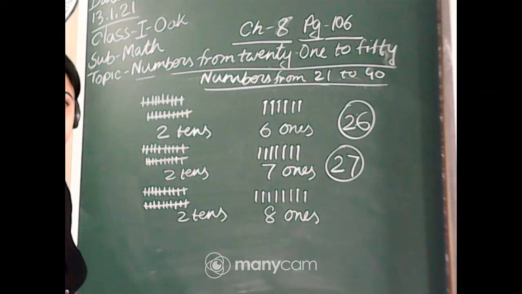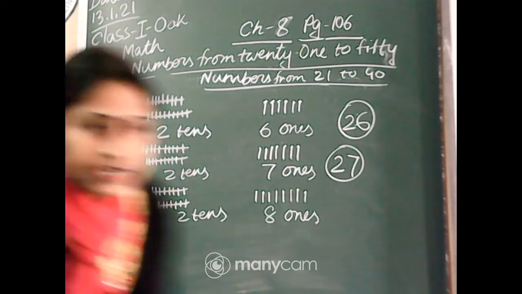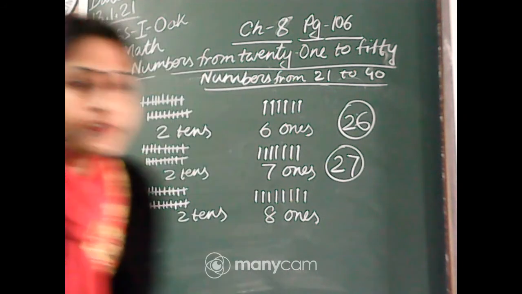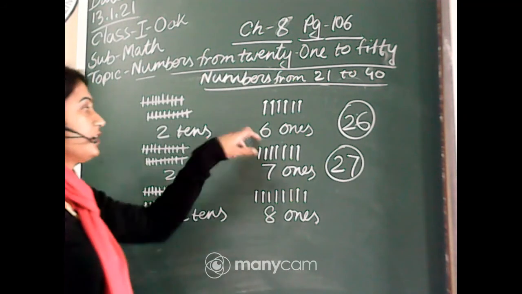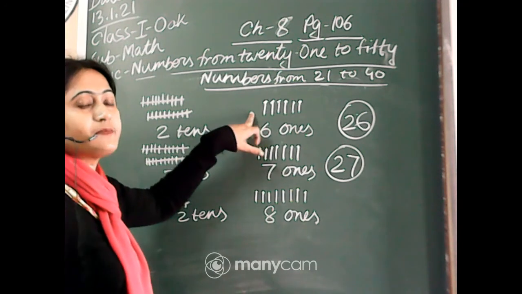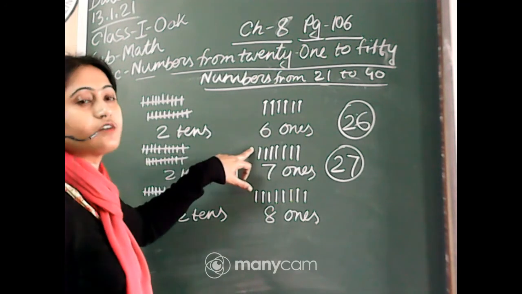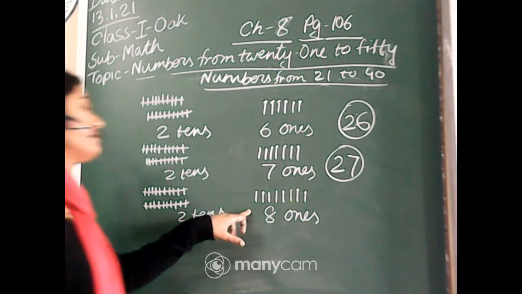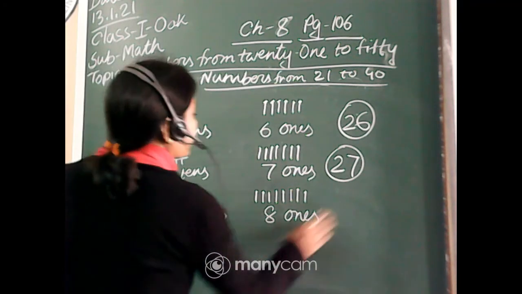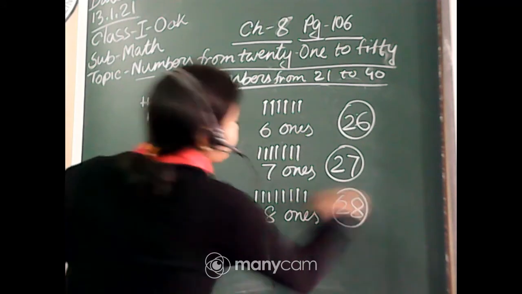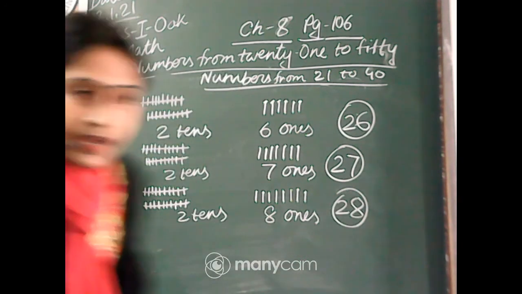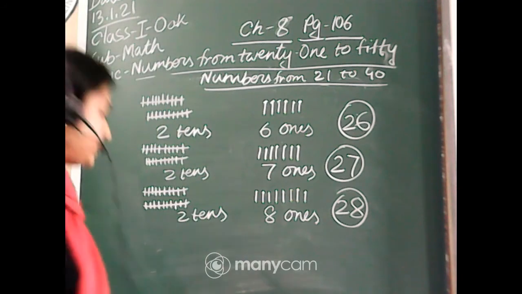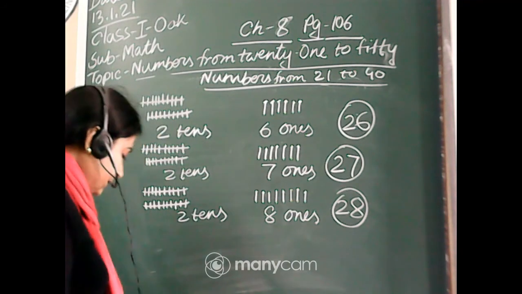What is the number? Yes, Aryan. You have to draw the matchsticks here. In 6 ones, draw 6 matchsticks. In 7 ones, draw 7 matchsticks. And in 8 ones, draw 8 matchsticks. 2 tens and 8 ones. What is the number? The number is 28. 2 tens and 8 ones. The number is 28. Okay.